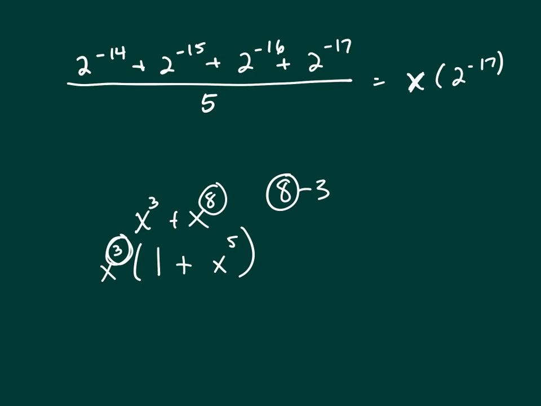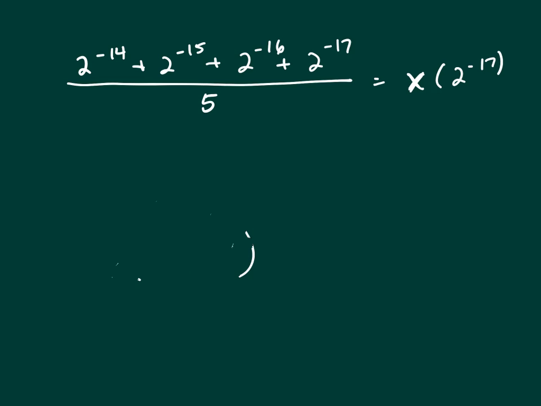So let's apply that concept. Let me erase this. I want you to look at the numerator and tell me what your least exponent is. That's how many you can take out. So your smallest exponent in the numerator is negative 17. So we're going to factor out 2 to the negative 17.